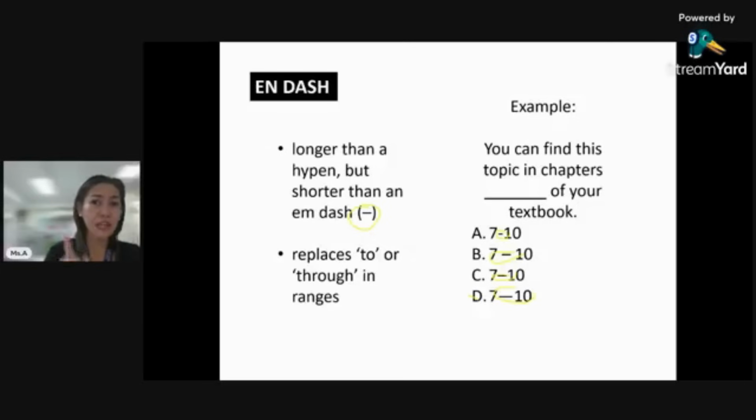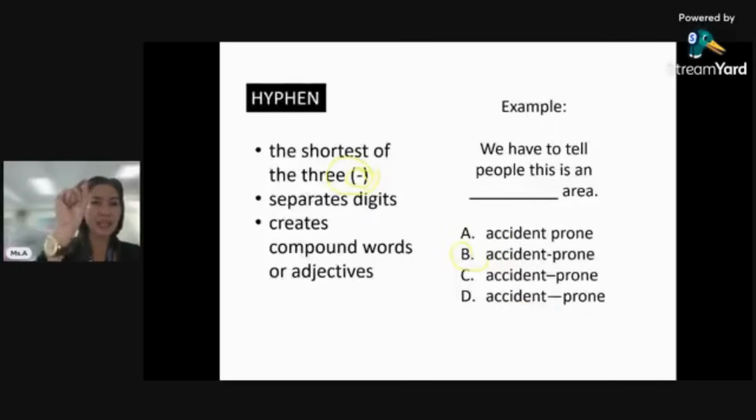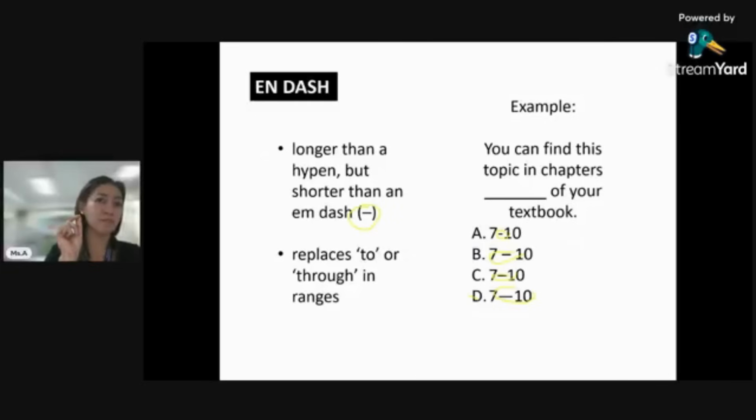Okay, but, yun nga, may significance po yung dashes. So kapag nag-create or nagsiseparate ka ng digits, pwede po ang hyphen lang or maiksi. Kapag meron pong compound words or adjectives, maiksi. Kapag po ang gagamitan natin ay you are going to replace or papalitan mo yung word na to or through because you have a range or meron kang sinusukat, something like that, you will use N dash. Okay? So, your answer is letter C.